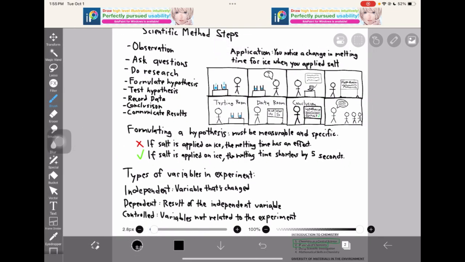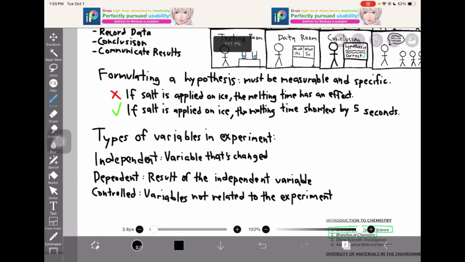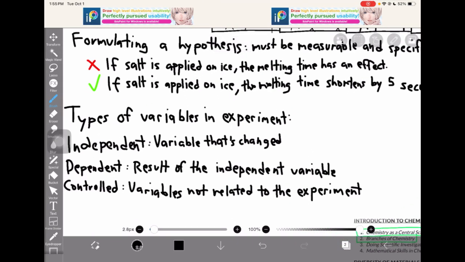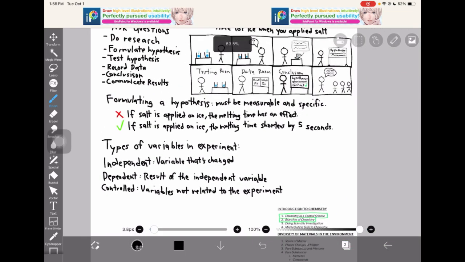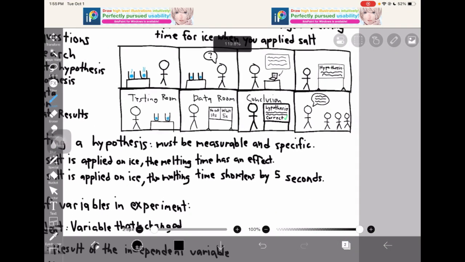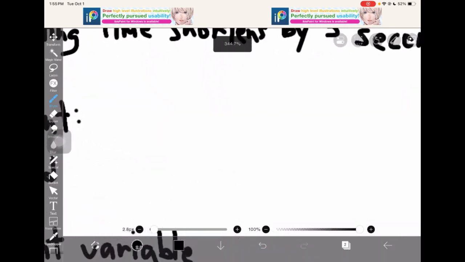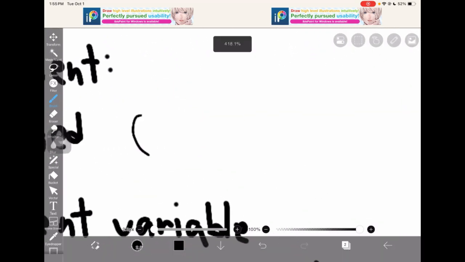And when you're doing the scientific method, you'll encounter 3 types of variables. Independent, the variable that's being changed. Dependent, it's the result of the independent variable, and it's dependent on the independent variable, because without it, it cannot exist. And controlled is just the variables that are not really related to the experiment, or they're just there really. So let's use our salt experiment, for example. So our independent variable would be, in this case, the amount of salt.